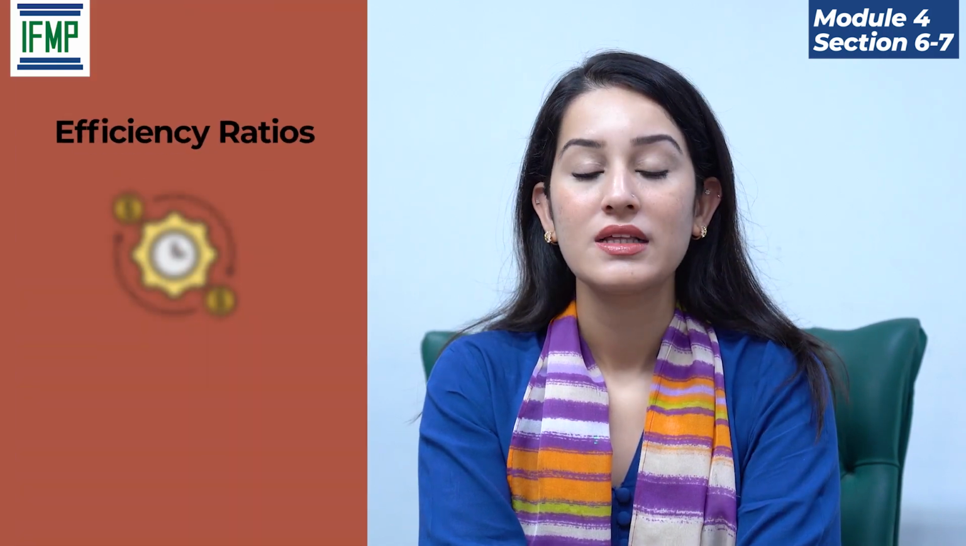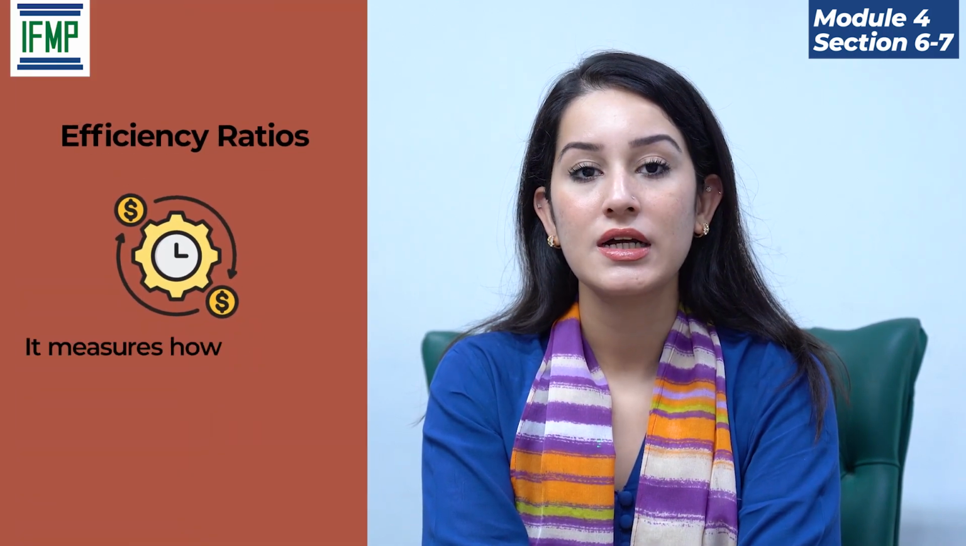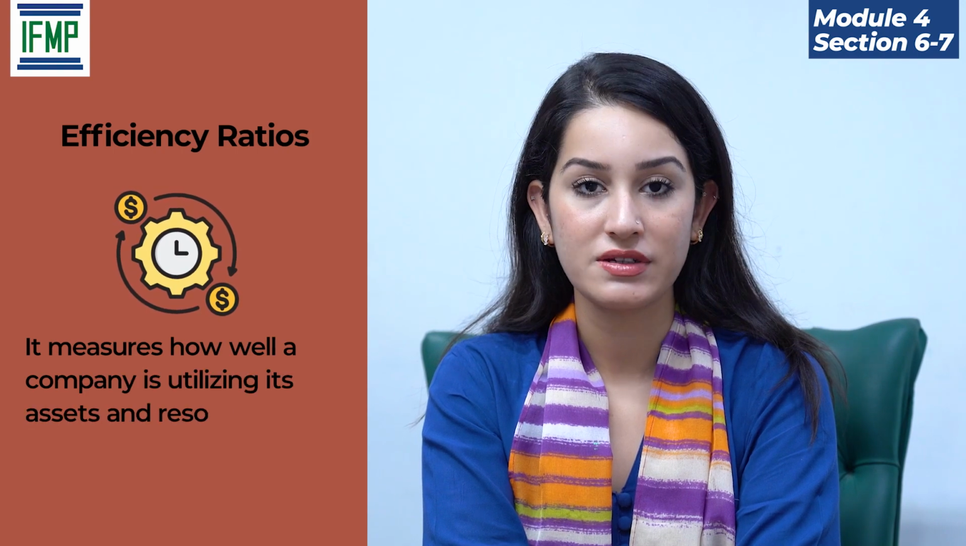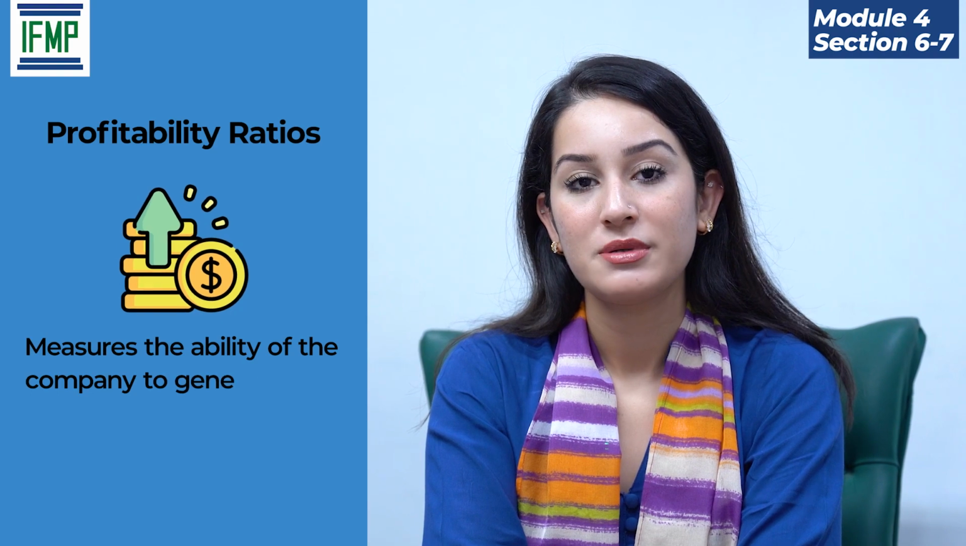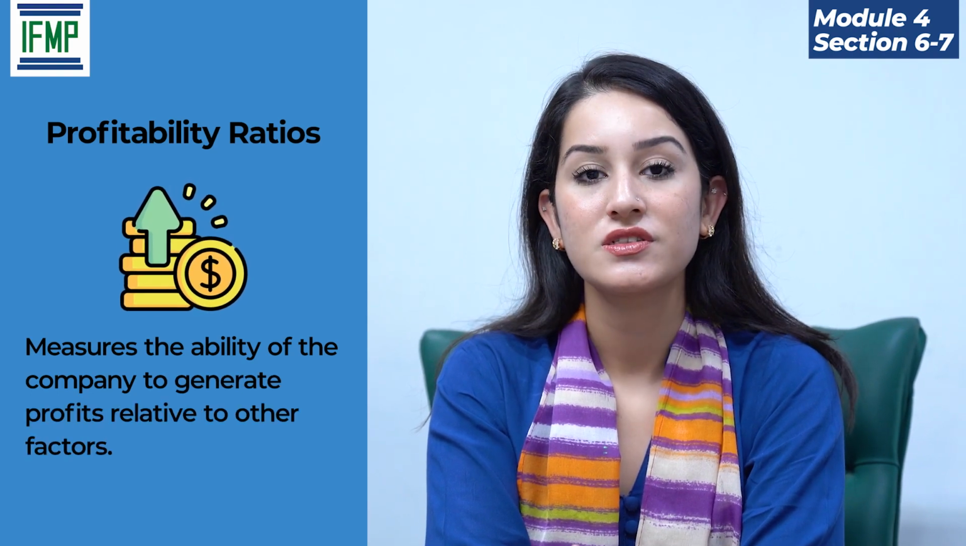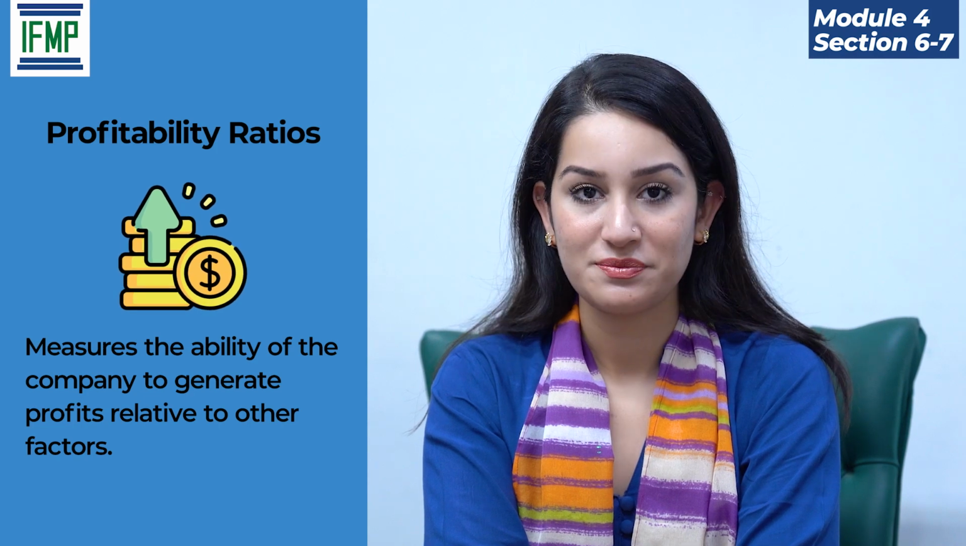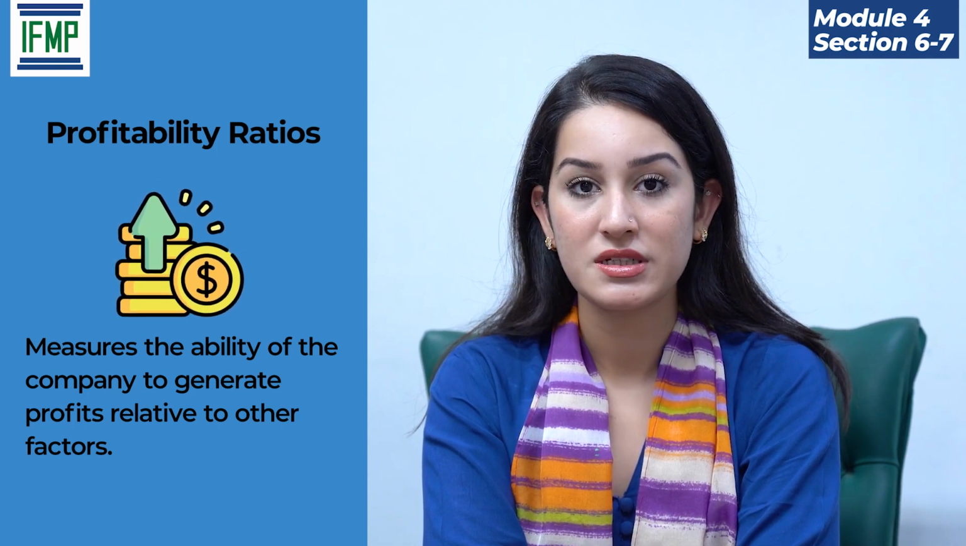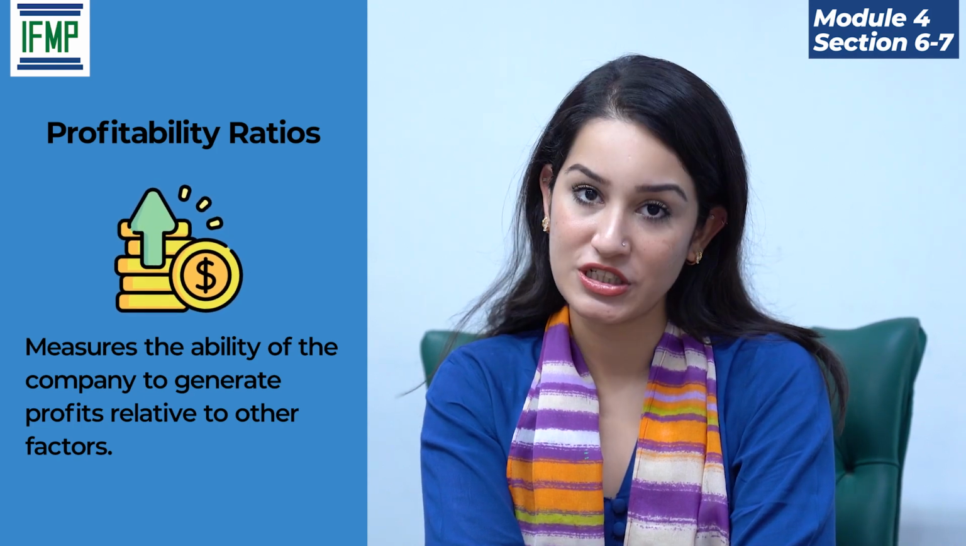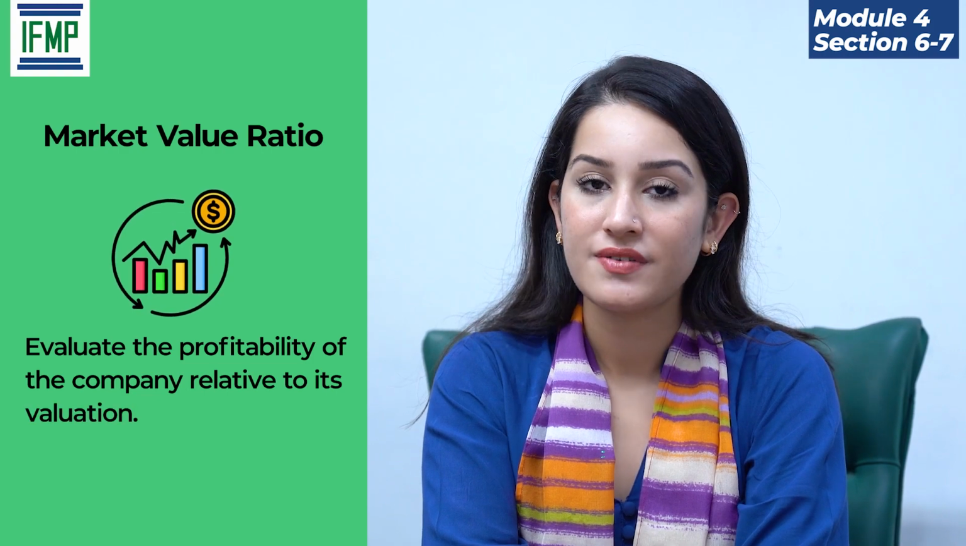Next up is the leverage ratio. This ratio measures whether a company has high or low levels of debt compared to its business. The efficiency ratio measures how well a company utilizes its assets and resources. Next, the profitability ratio. This measures a company's ability to generate profits relative to its revenue, balance sheet assets, operating costs, and equity. If a company has a high profitability ratio, that means it is more efficient. And lastly, the market value ratios. These evaluate the profitability of a company relative to its valuation.